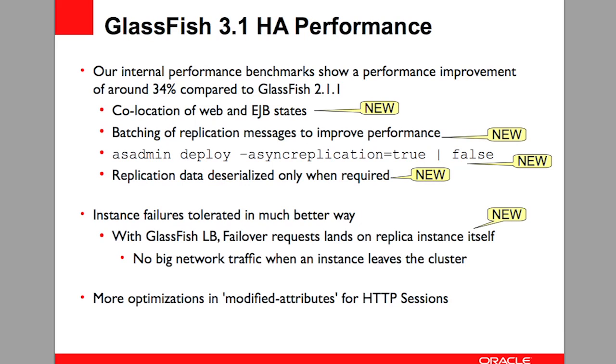In terms of GlassFish 3.1 HA performance, our internal performance benchmarks show a performance improvement of around 34% compared to GlassFish 2.1. This is because of several new changes that we have made in both containers as well as in the replication module. For example, EJB and web session states that are created in a single request are all replicated to the same replica instance. Similarly, we have made some significant changes in batching of replication messages to reduce the network traffic.